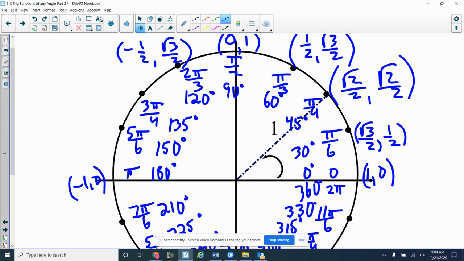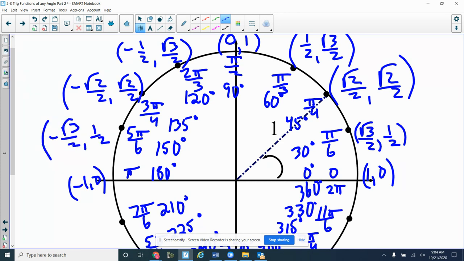This is why I say you should be able to fill in the rest of these. That coordinate in the middle is the same as this coordinate in the middle. It's just the x value is negative. So that's negative radical 2/2, radical 2/2. And 5 pi/6 is the same as pi/6. Notice how the pi/6s match up because they have a reference angle of pi/6. But that would be negative radical 3/2, positive 1/2.